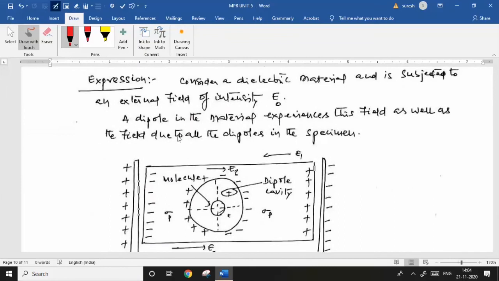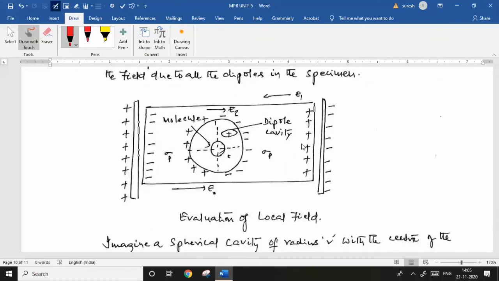Consider a dielectric material subjected to an external field of intensity E0. What is E0 here? E0 is the initial intensity of the electric field in free space. A dipole in the material experiences this field as well as the field due to all the other dipoles in the specimen. If you look at this diagram, you will see parameters like E0, E1 and E3, and rho p, with the positive direction of rho p and the negative direction of rho p. My dipole cavity exists on the positive side of the spherical cavity, and my molecule exists at the central portion of this spherical cavity.